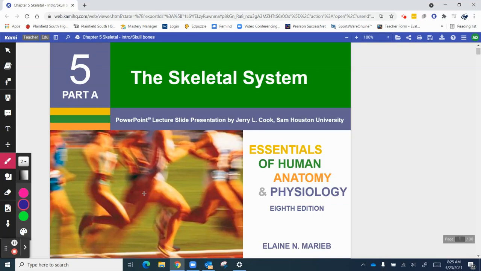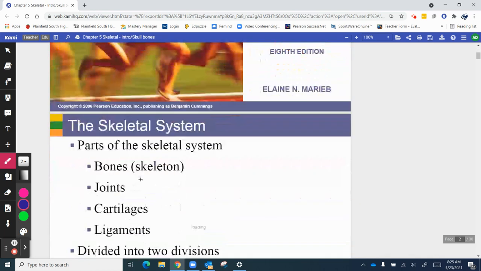All right, guys, so we're going to take a little bit of a look at the introductory material for the skeletal system as well as some of the bones of the skull. So we'll cut into this fairly quickly here.